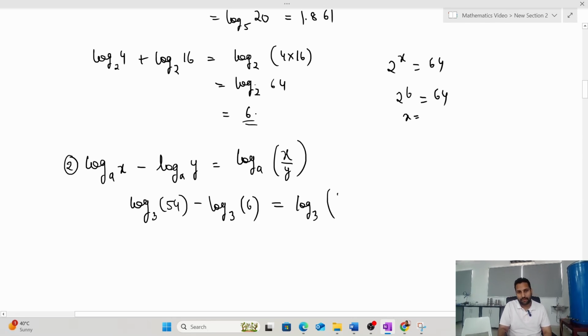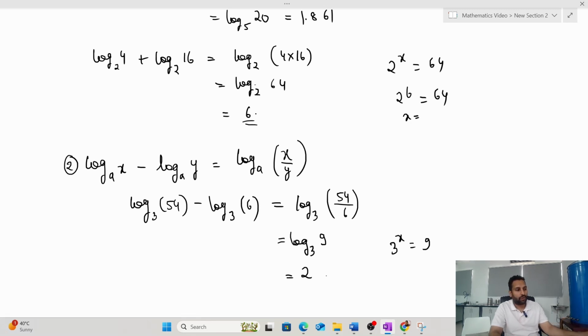Log base 3 of 54 over 6 is nothing but log base 3 of 9, and 3 squared is 9, so this must be 2. What to the power of 3 will give you 9? We know 3 to the power of 2, that is 3 squared, will give you 9. Okay, so this is my second law.